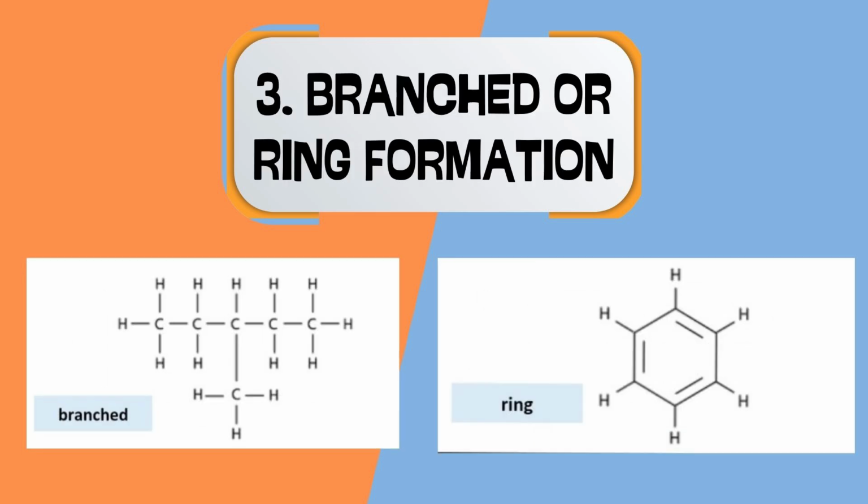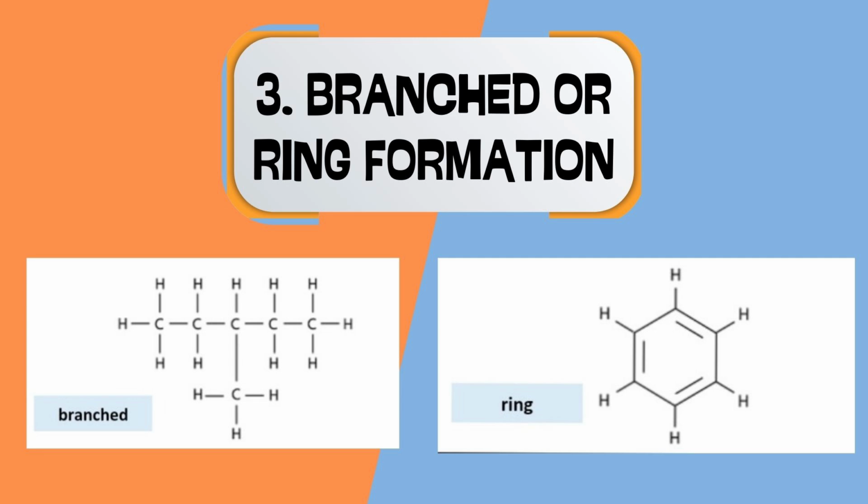Now, let's have the third one of the 4 unique bonding patterns of carbon, in which carbon can form branch or ring formation. In carbon bonding patterns, not only can carbon form straight chains, but it can also create branched chains or even ring structures, kind of like the shape of a diamond.